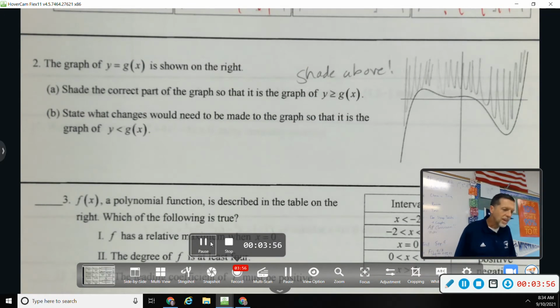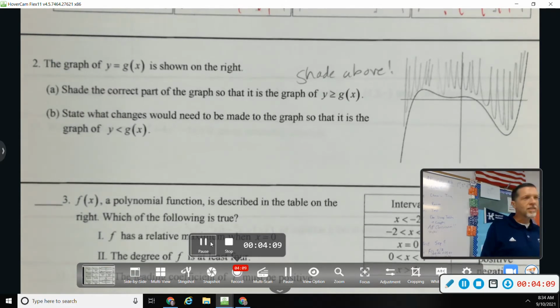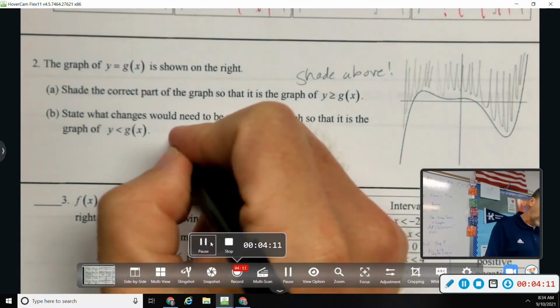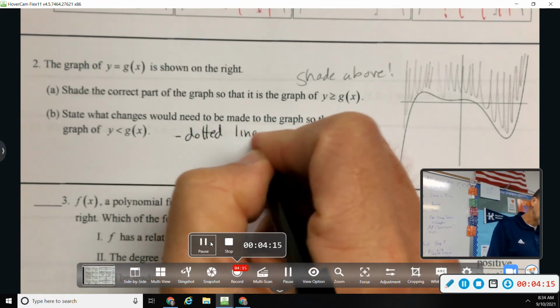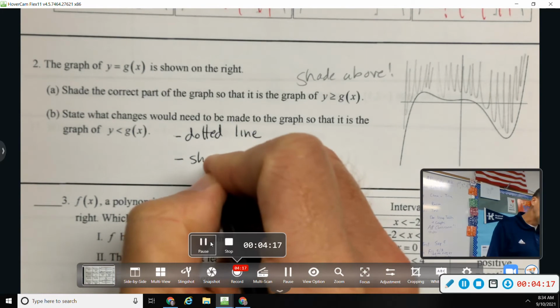Part B. Read this one carefully. State what changes you would need to make to the graph so that it is the graph of y is less than g of x. Dotted line. Okay, so we would need a dotted line instead of a solid line, and we would have to shade below.